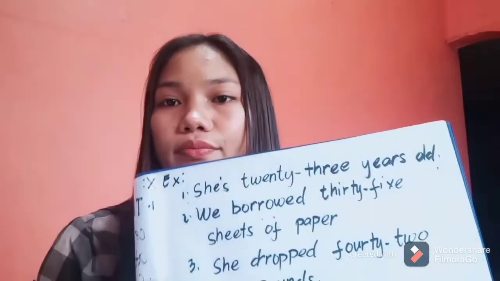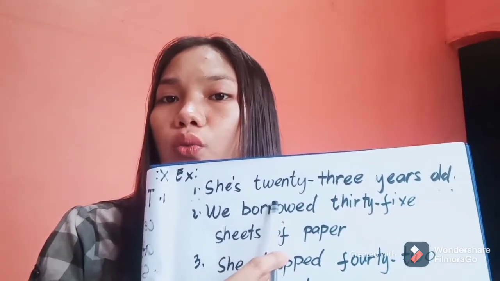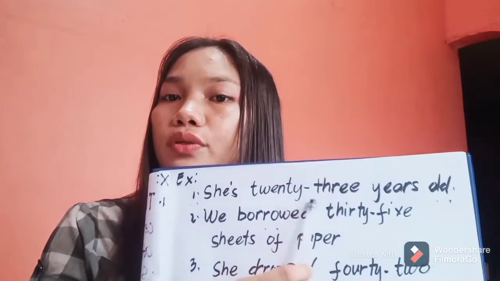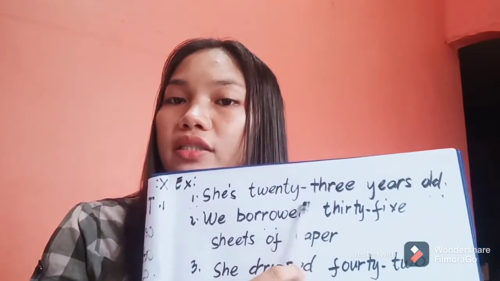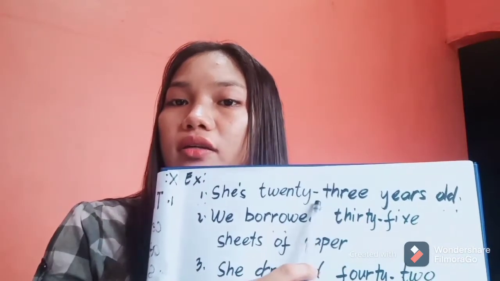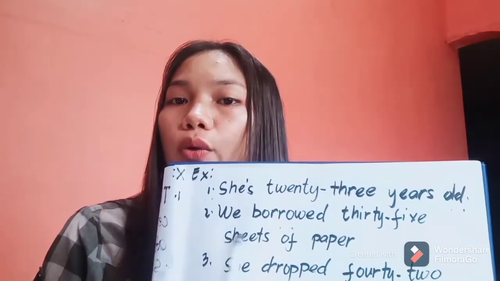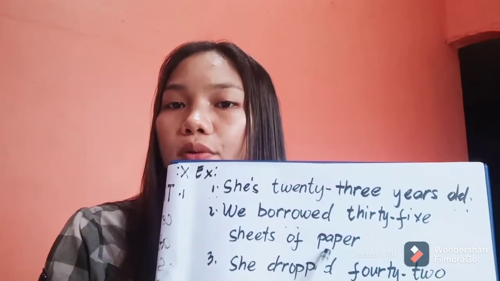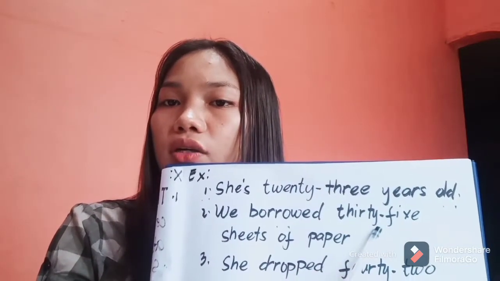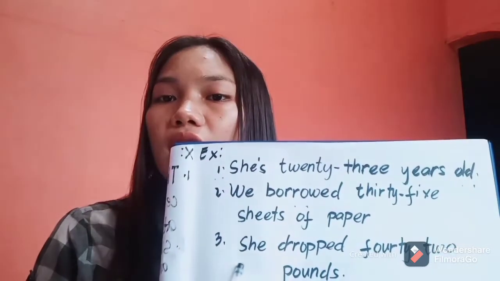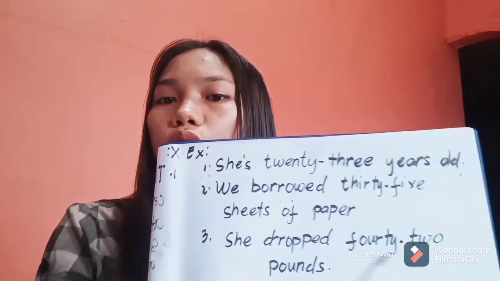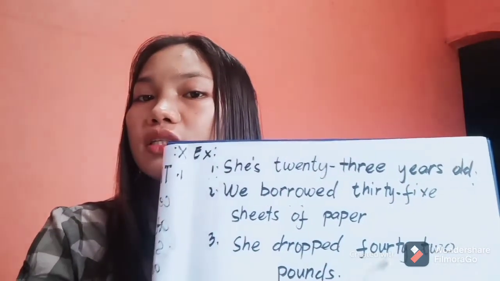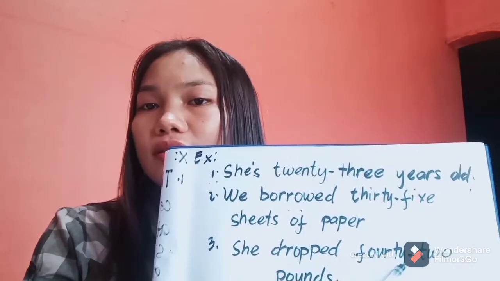Here is another rule of spacing with punctuations: use no spaces on either side of a hyphen. For example, she's 23-year-old. I didn't put a space in the 23-year-old because I used a hyphen. We borrowed 35-sheets of paper. I didn't use a space here because I used a hyphen. She dropped 42 pounds. I didn't use a space because I used a hyphen.